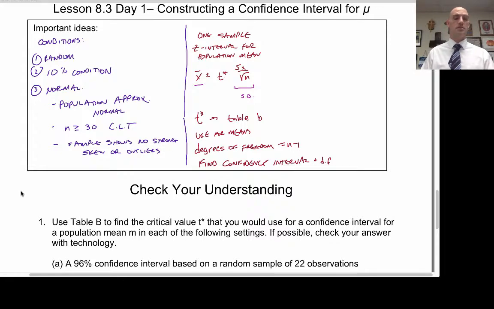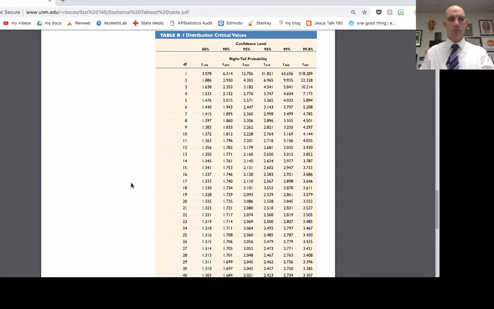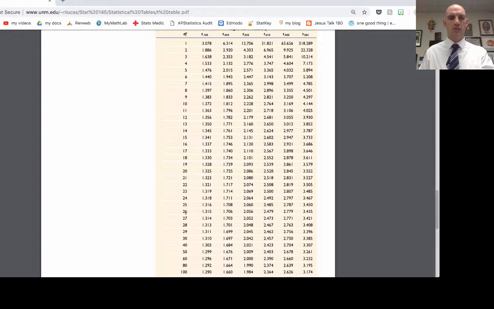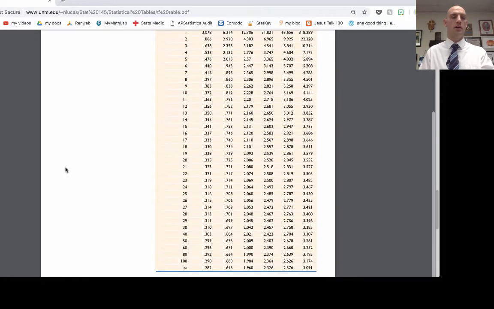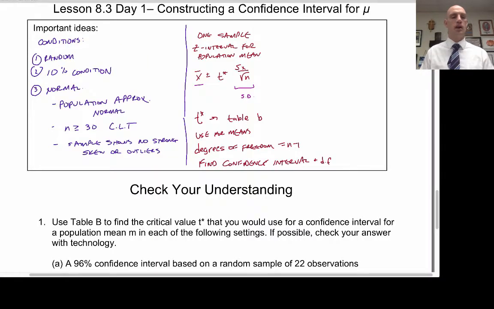So what are the potential downfalls? Check this out. If you get down here, you see it jumps from 30 to 40 to 50 to 60 to 80, skips 90, 100, and then infinity. So what are we going to do? Well, we are always going to round down if it isn't on table B. Round t star down if not on table B.